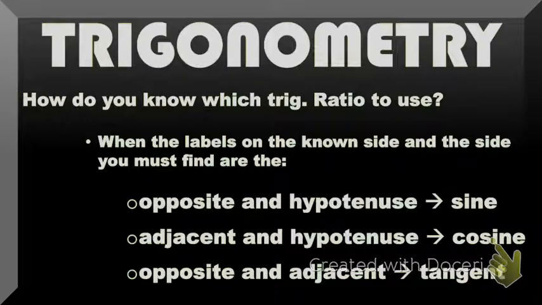The second question from yesterday's lesson was, how do you know which trig ratio to use? This is how you know. When the label on the known side and the side you must find are the opposite and hypotenuse, you use sine. When those labels are the adjacent and the hypotenuse, you use cosine. And when those labels are the opposite and the adjacent, you use tangent.